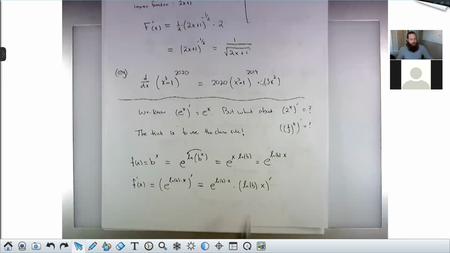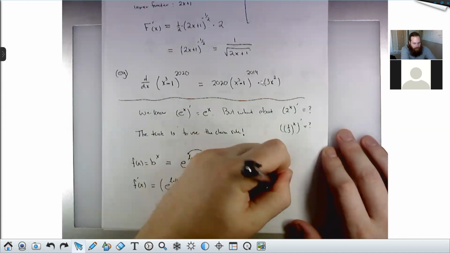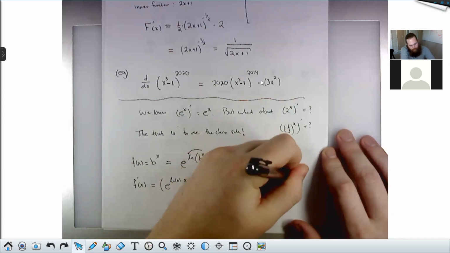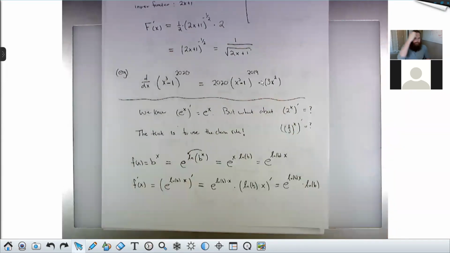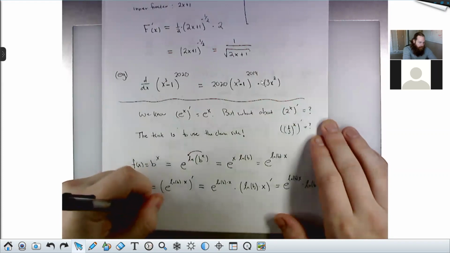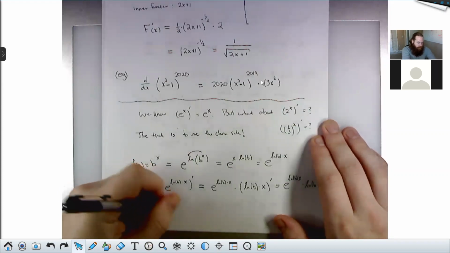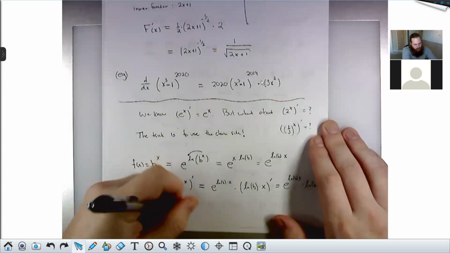That's this piece. This piece is just ln b, because ln b is a constant and x here is raised to the power of 1. So it's like asking, what's the derivative of 5x? It's just 5. So this is e to the ln b x times ln b. And e to the natural log of b times x, remember, is b to the x. So what we get out is b to the x times the natural log of b.